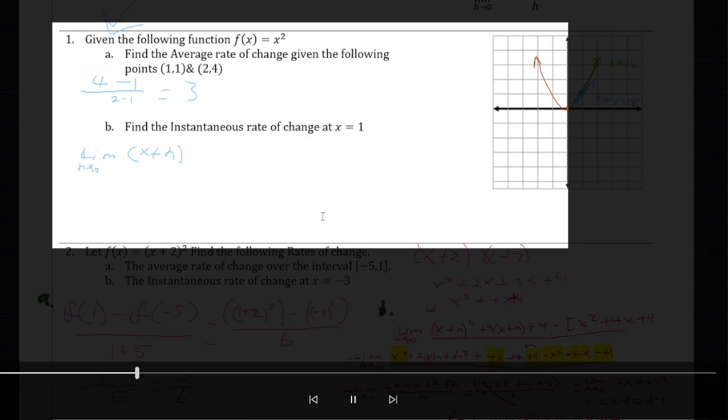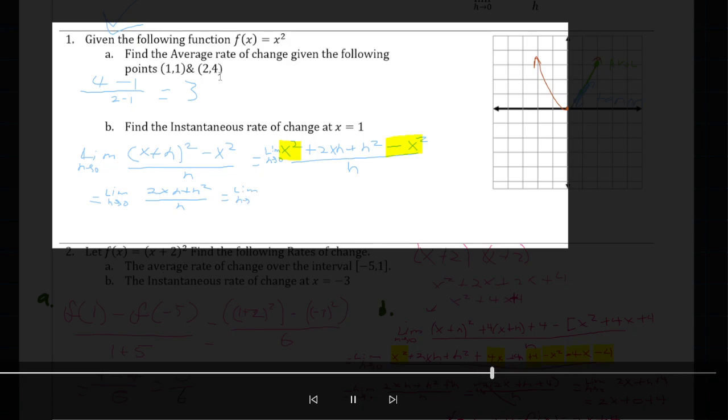So here, first we're trying to find the average rate of change, which we use f(b) minus f(a) divided by b minus a, which is your new minus your old, divided by the same. But for the top, the numerator, it's the new output versus the old output.